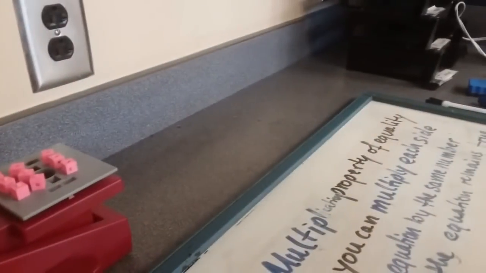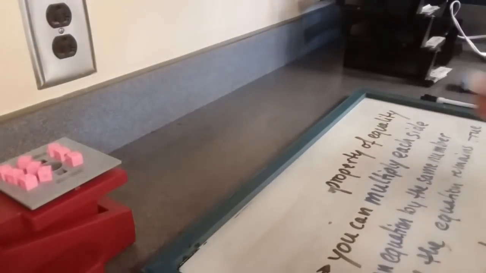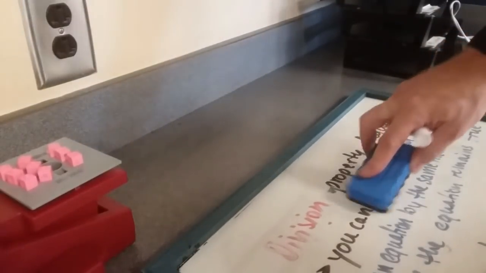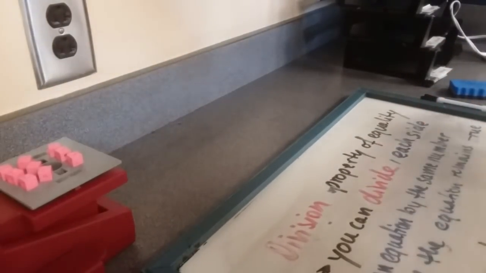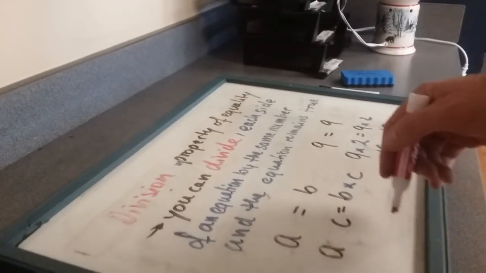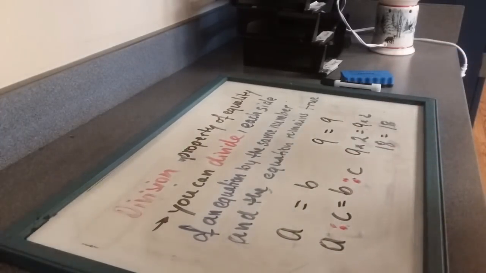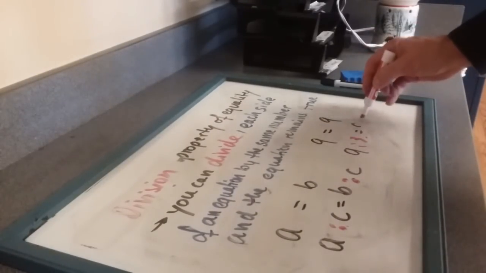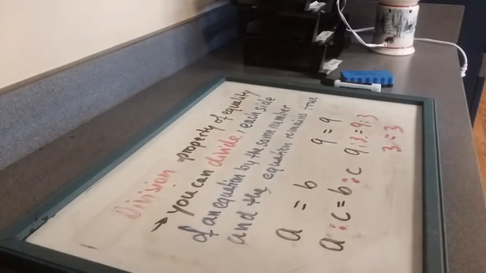So that gives us the division property. Division property of equality. You can divide each side of an equation by the same number, and the equation remains true. So A divided by C is equal to B divided by C. Or if we do 9 divided by, let's make it easy, divided by 3 is equal to 9 divided by 3. 9 divided by 3 is 3, and that is equal to 3.